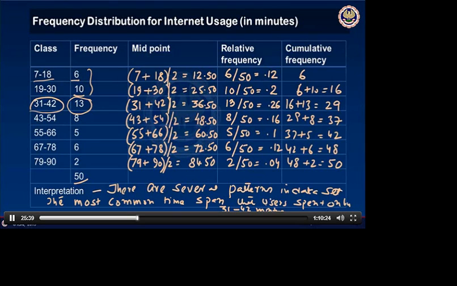So this data is very important to find out how many people use the internet and which is the most popular surfing time. Normally people use it for between half an hour to 45 minutes, or between 42 minutes. So that has the maximum frequency. So that is the inference from this data.